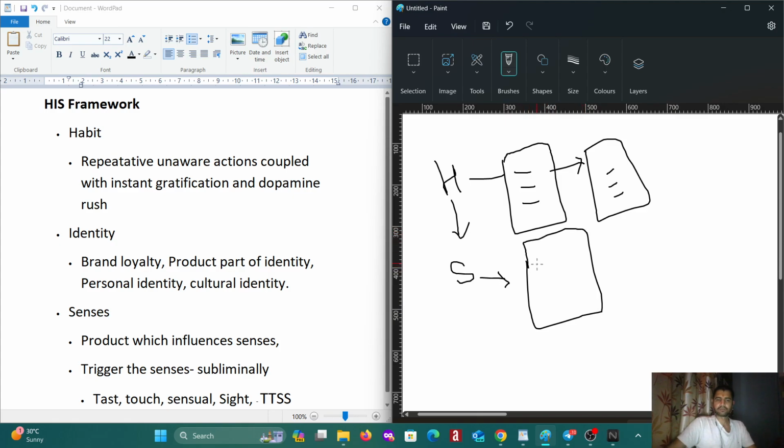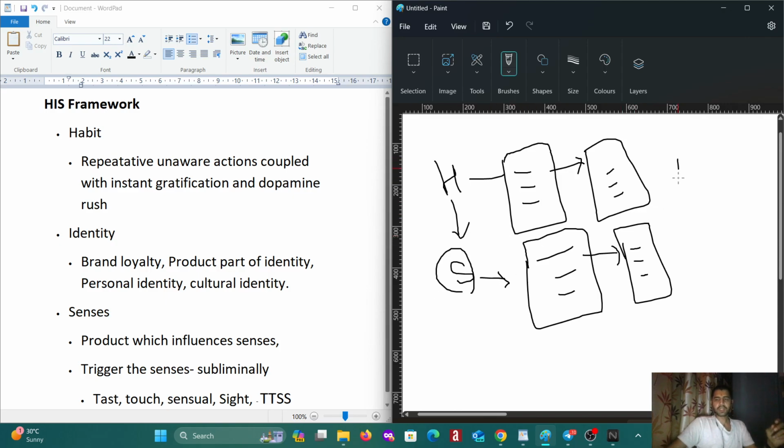Senses are, for example, if you have a habit of eating yogurt every day, or every morning, that yogurt is giving you the sense of satisfaction, the sense of taste, the sense of sight. So if you eat on a particular day and start eating every day, it will create a habit.